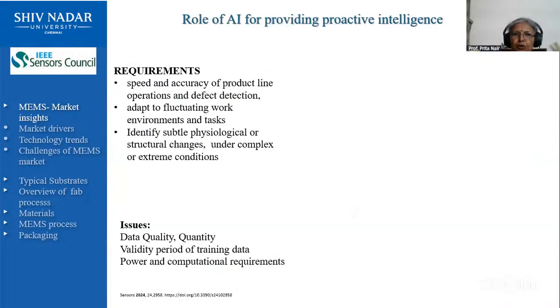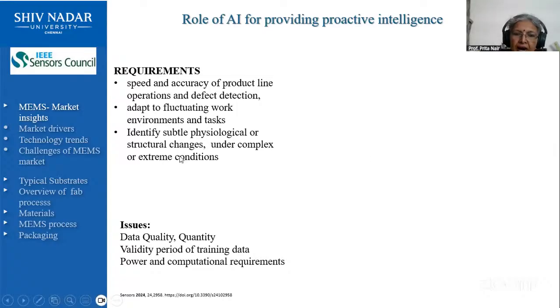If you look at the role of AI, the requirement, from the point of view of an industry, would be that the production line should be up and running. It should have speed and accuracy. You have to find the fault before the production stops and take corrective action. If you are looking at environmental applications, you need to know how the work environments and tasks are changing. If you are looking at biological applications, you have to look at how small physiological changes are going to affect your system.